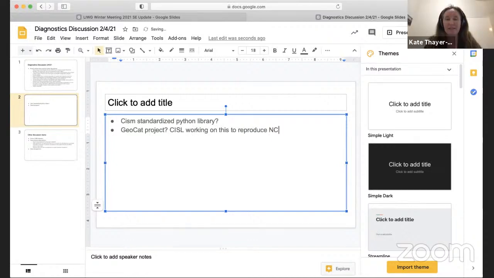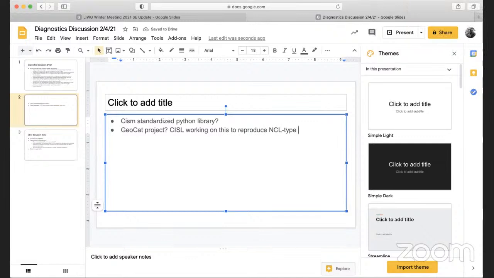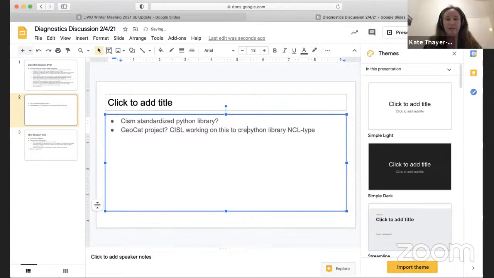Yeah. Okay. So you're saying it's an NCL type. Well, it's Python based. Yeah. It's a Python library that's supposed to reproduce sort of what NCL had provided the community. Okay. To create.